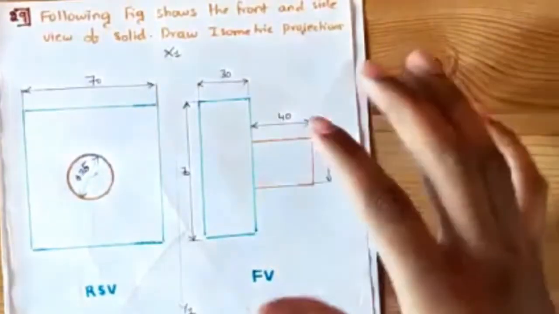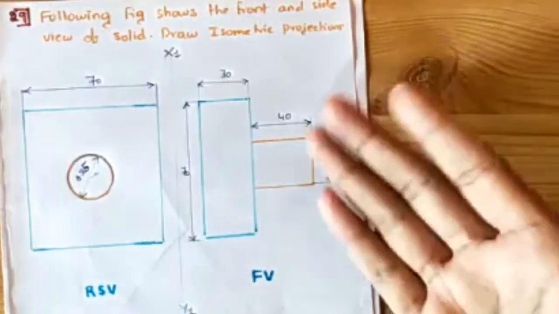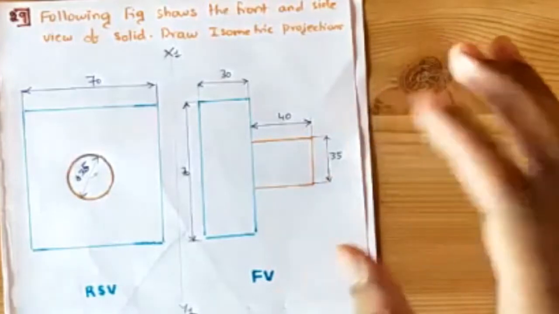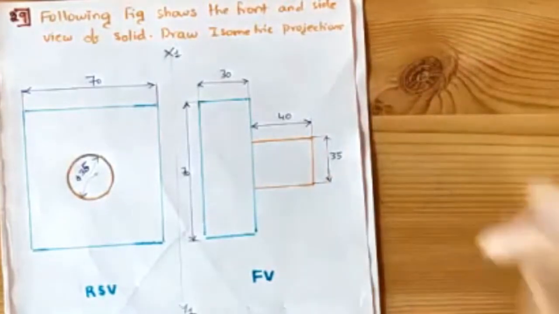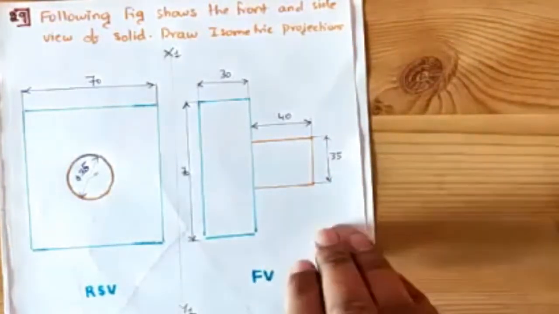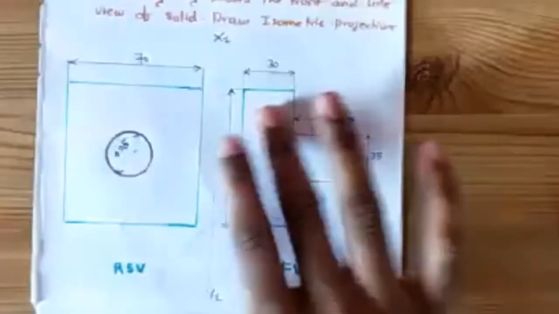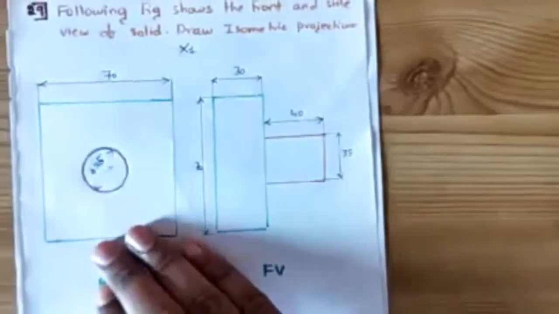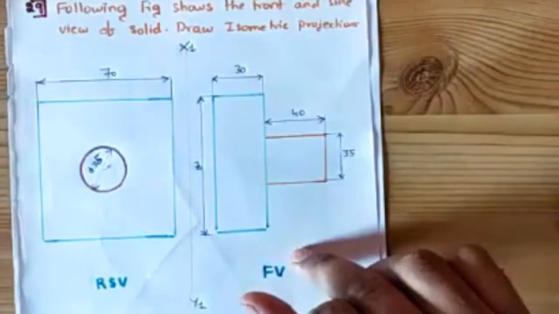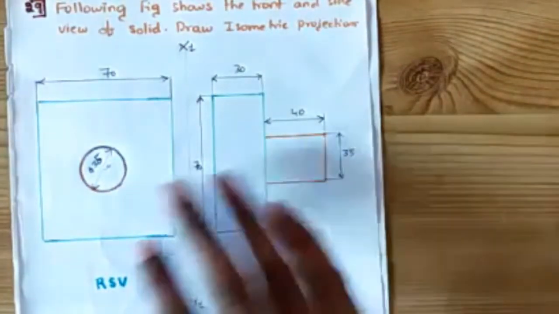Okay, a sketch will be given to you. The orthographic sketch is given to you. The following figure shows the front and the side view of the solid. So this will be the front view. He has given you a front view and there's a side view. You can see this comparing the front and the side view.